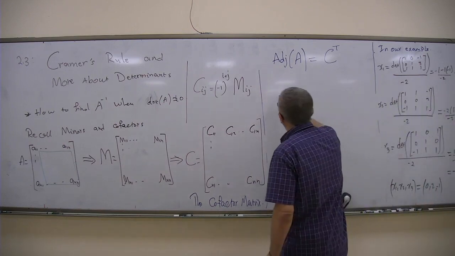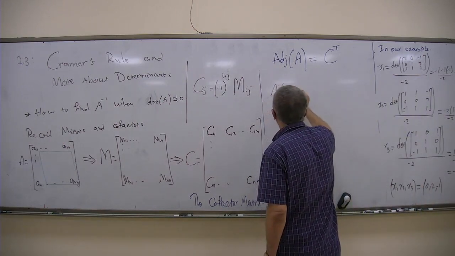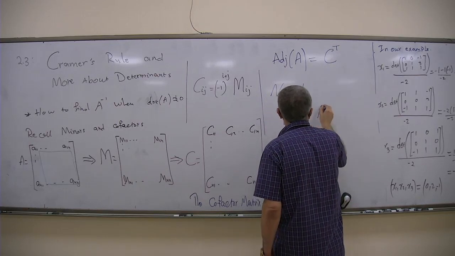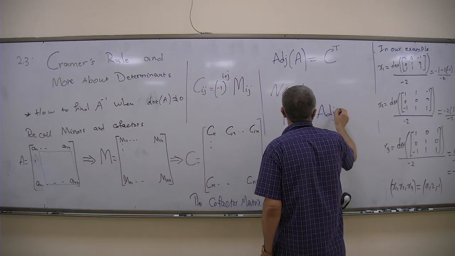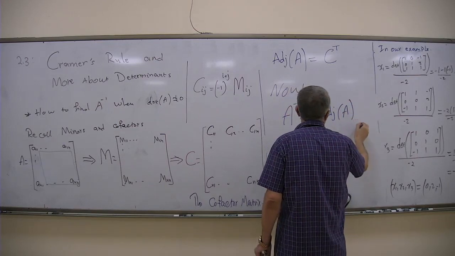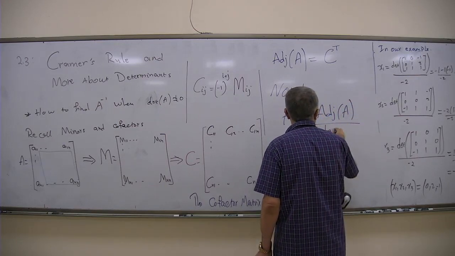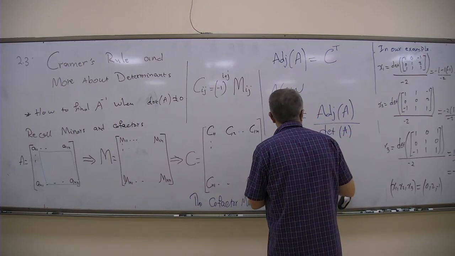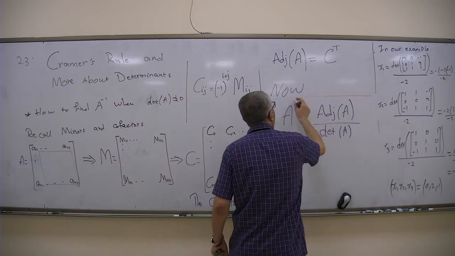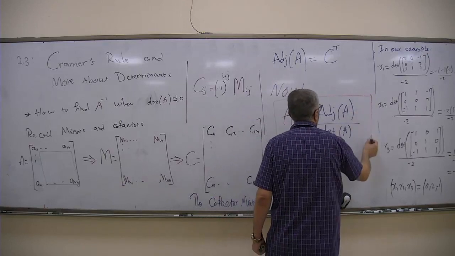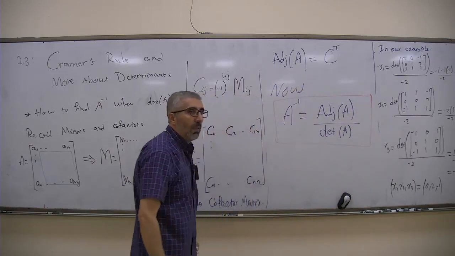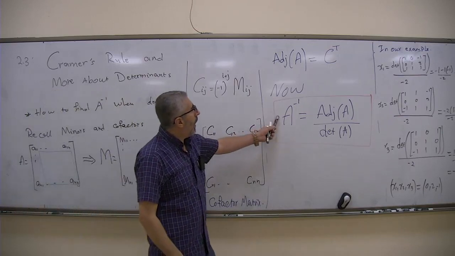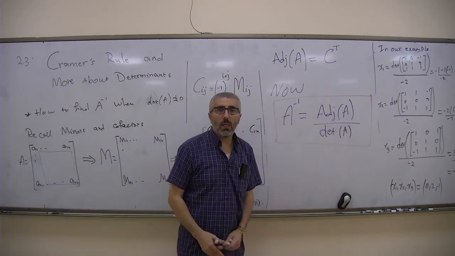Now, A inverse is adjoint of A divided by determinant of A. And that is a nice formula for A inverse. What is good about it? It will give you A inverse as a formula here.